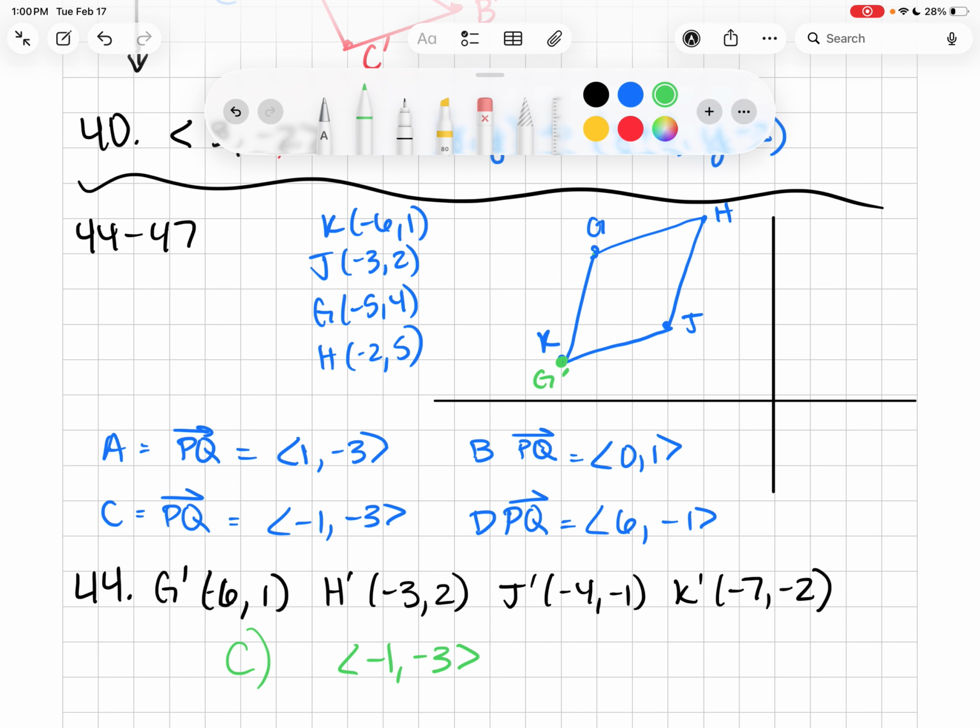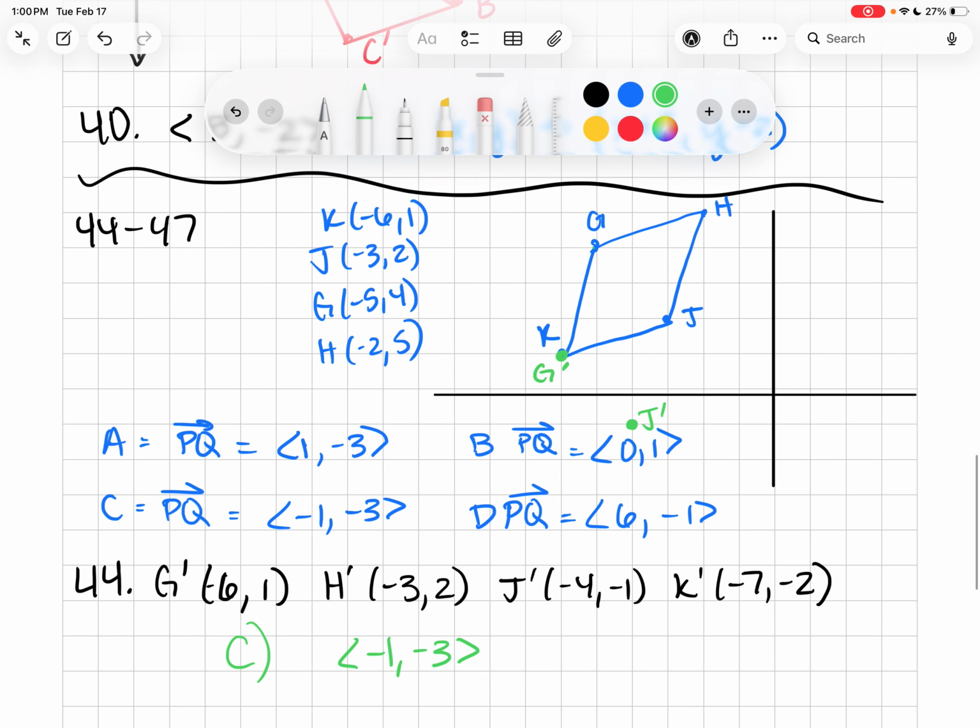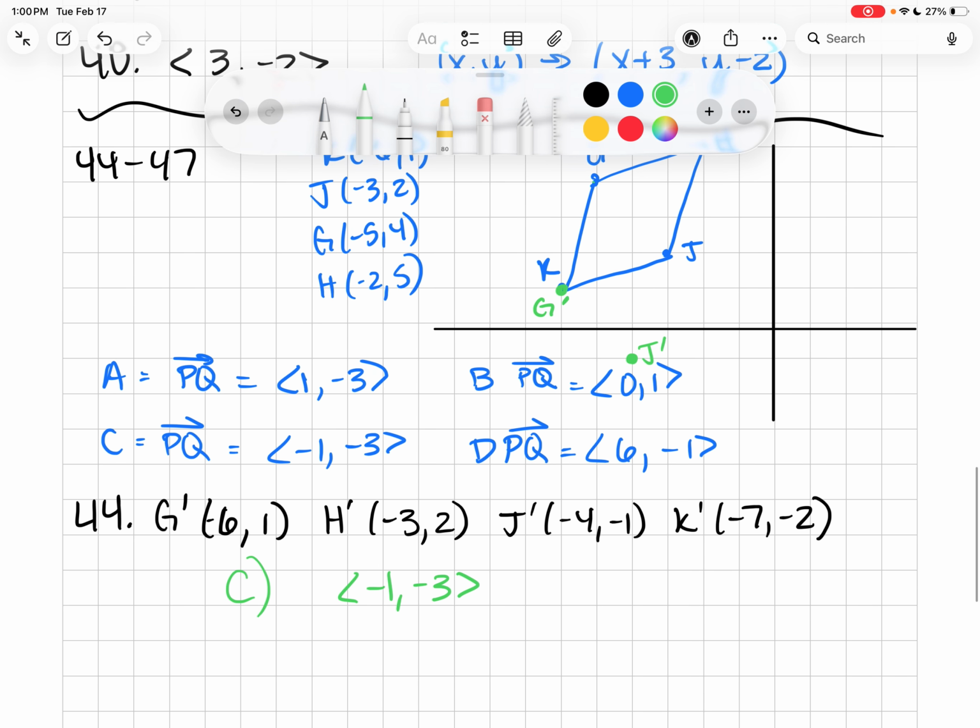Now, I would recommend that you make sure you plotted it correctly, that maybe you check one more. Maybe do J, which is -4, -1. So that would be your J prime there. So to get from here to here, left 1, down 1, 2, 3. And so again, that makes sense. So -1, -3.